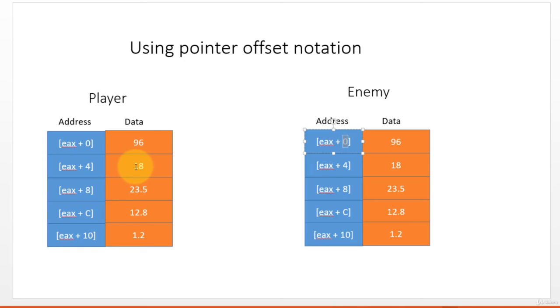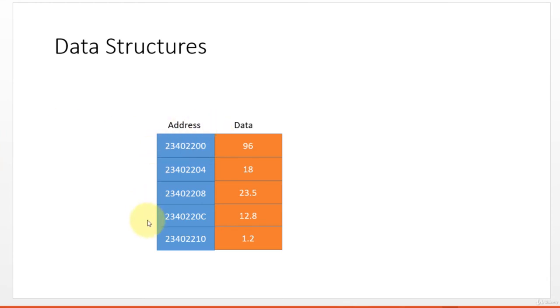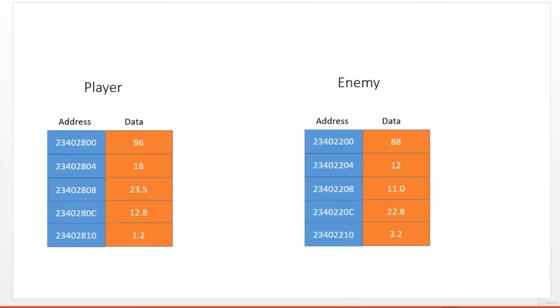And if you want to access the ammo for the player, it might be offset 4. Same thing for the enemy, offset 4, and so on, X, Y, and Z. So you can see this is the meaning of data structures. The generic class of the data structure is the same. First offset could mean one thing, second offset another thing, and so on. But when you use it in the entity, the object itself, they take on different addresses, but still maintaining the same offset into each of the different members of the data structure.